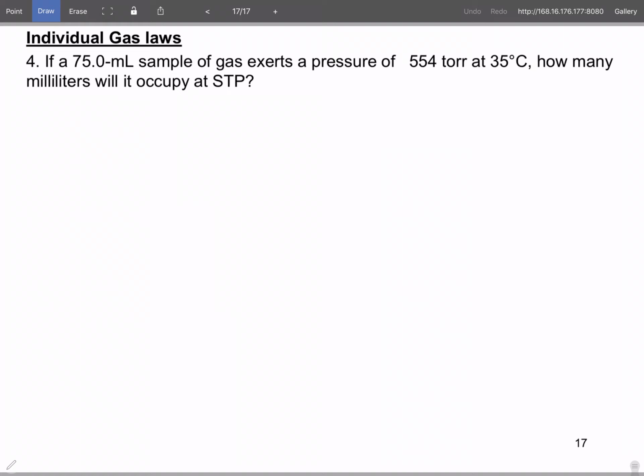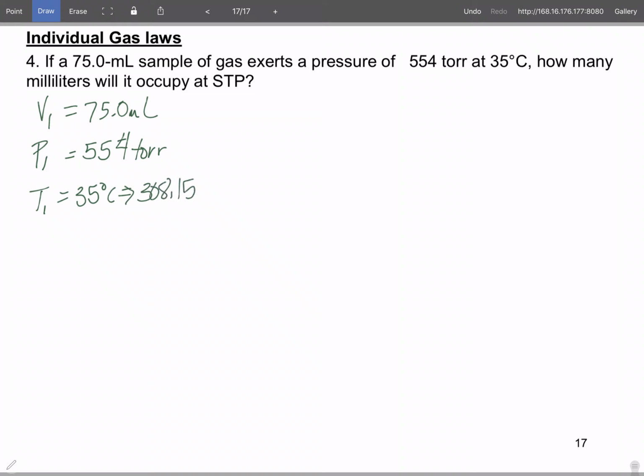Okay, so a 75 milliliter sample of gas exerts a pressure of 550 torr at 35 degrees C. How many milliliters will it occupy at STP? Okay, so V1 is 75.0 milliliters. P1 is 554 torr. Okay, more about it in just a second. T1 is 35 degrees C, which we want to convert to 308.15 K.